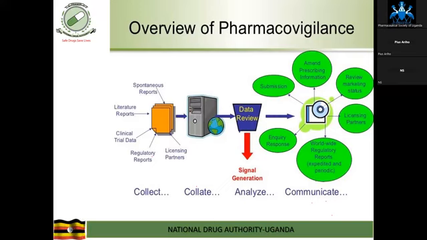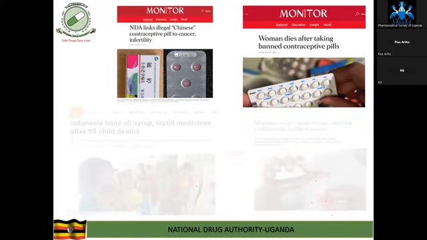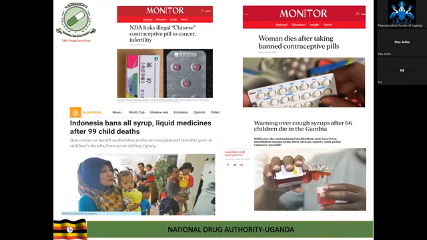So this is an example of what has come out of pharmacovigilance. As you can see in the slide, there is a Chinese contraceptive pill linked to cancer. That is from NDA reviewing these reports and reviewing the profile of the product. Sometimes it involves the lab doing its part and coming up with something showing that this product has a risk, and that risk is named. Those are some of the outcomes of pharmacovigilance.